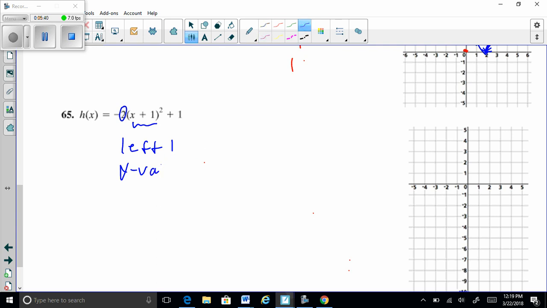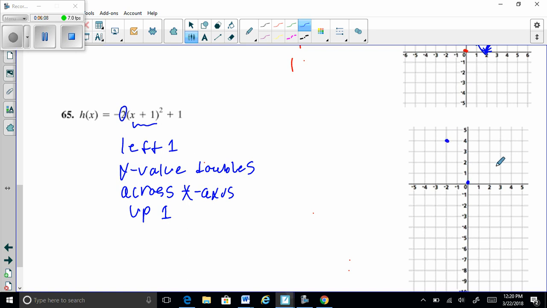Okay, here we go. The y value doubles. Okay, and then we're going to go across the x-axis, and then we're going to go up 1 unit. That's our transformation here. So let's go ahead and plot our original points.